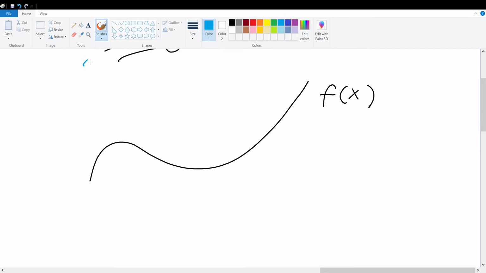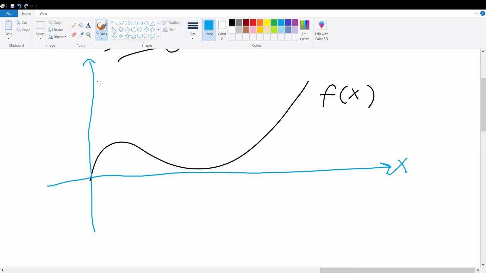Let me draw an xy plane to make it look better. So when you have, let's say, an xy plane like that, x, y, and you want to find out the area under this function, integrals is extremely helpful in situations like that. Now, how do you solve integrals?